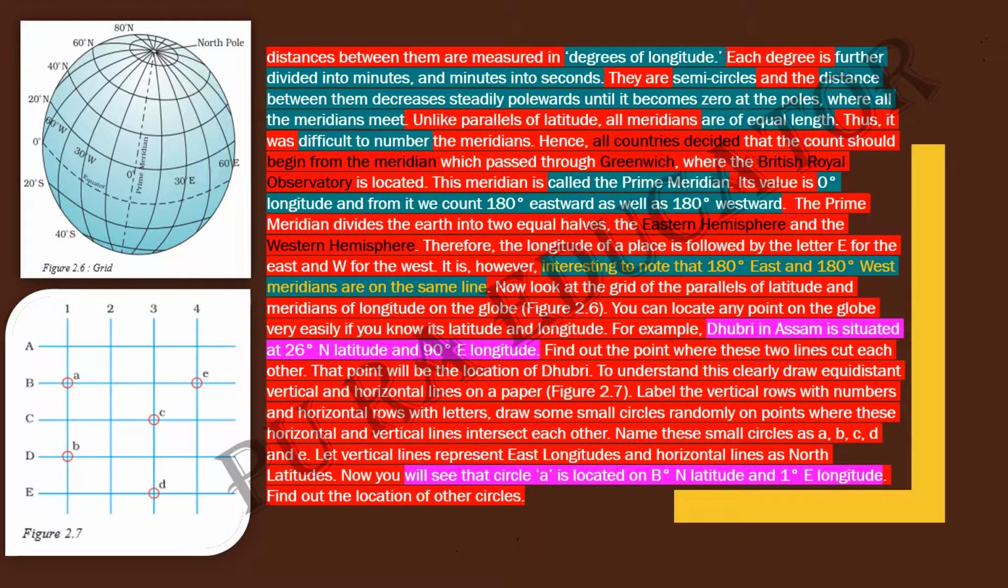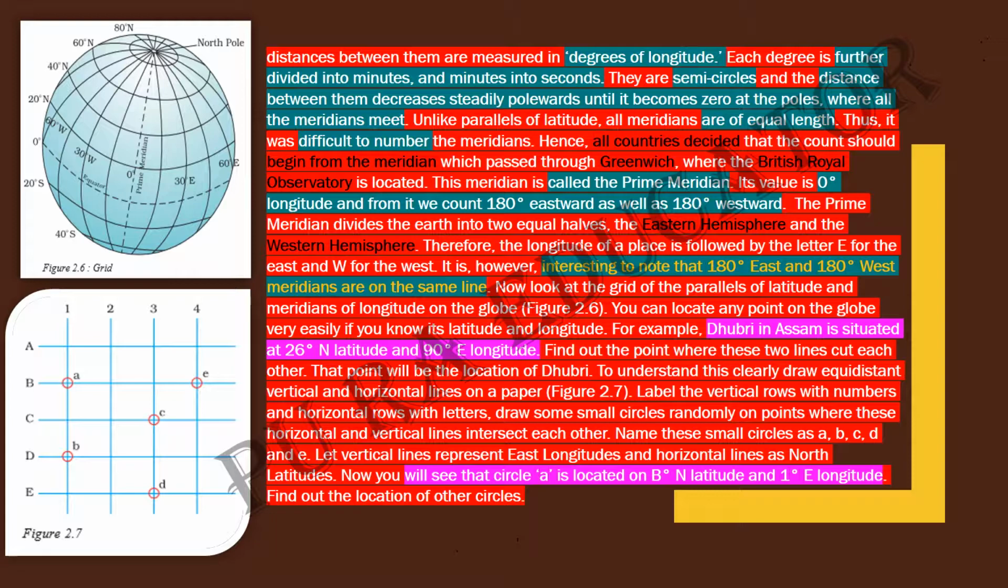Now we'll see further points on longitudes. Longitudes are measured in degrees. Degrees are further divided into minutes. Minutes are further divided into seconds. Longitudes are drawn in semicircles. The distance between them decreases as we move polewards. At the poles, it is 0, where all the meridians meet. While for latitudes, the distance is the same throughout the earth.